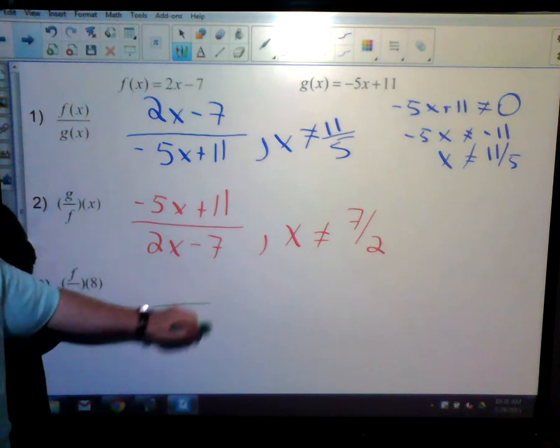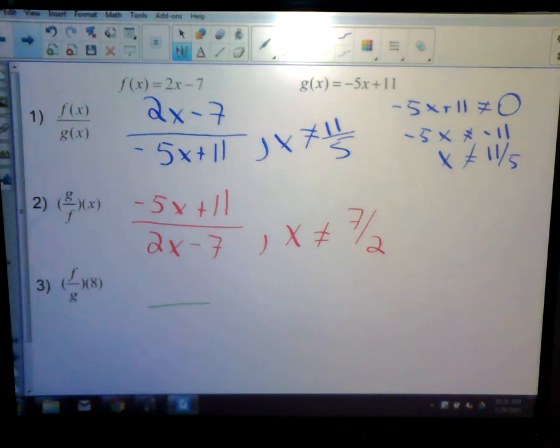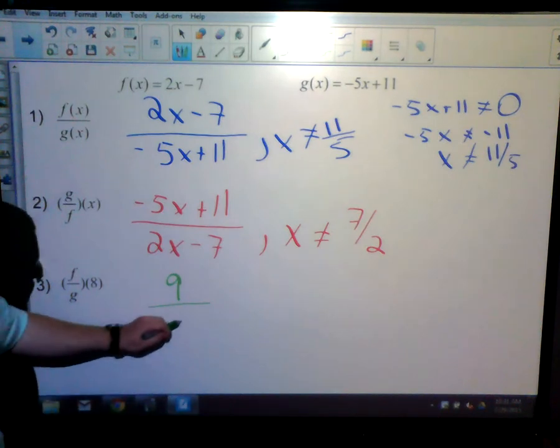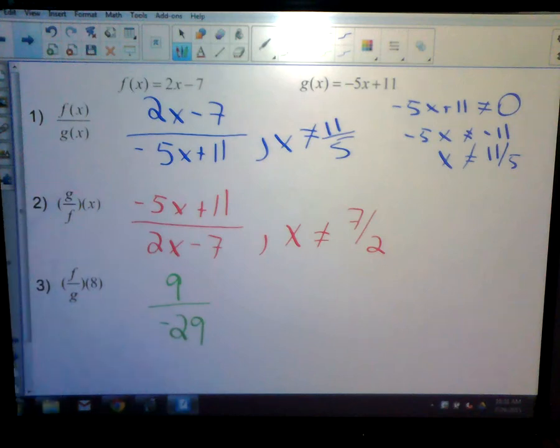F of 8. If I put 8 into f, I get 16 minus 7, I get 9. G of 8, I get negative 40, and plus 11 is negative 29. So 9 over negative 29.